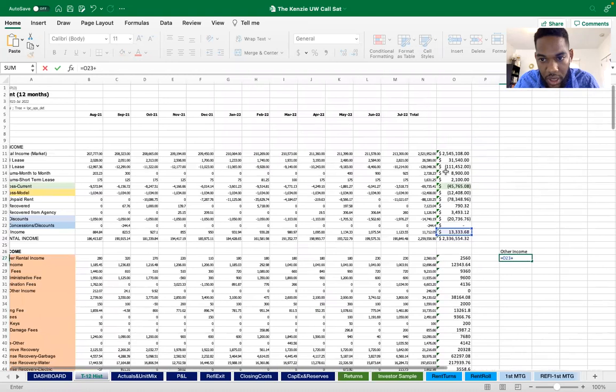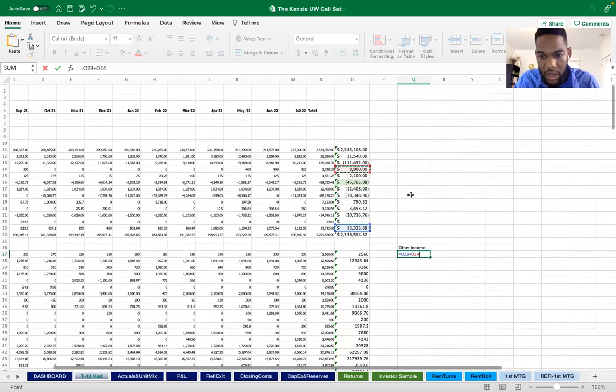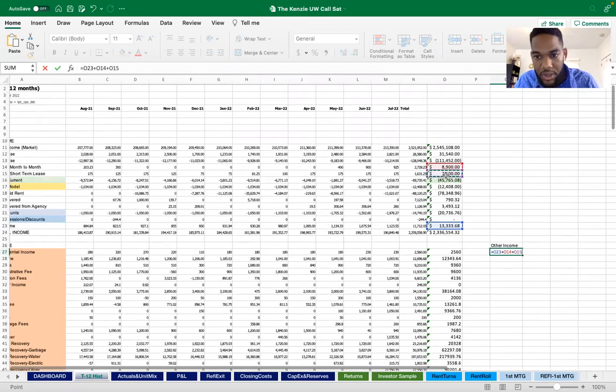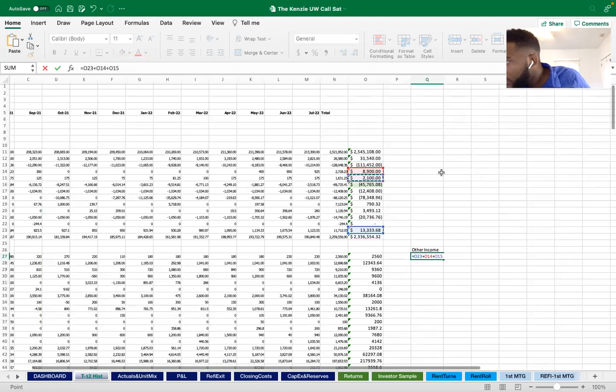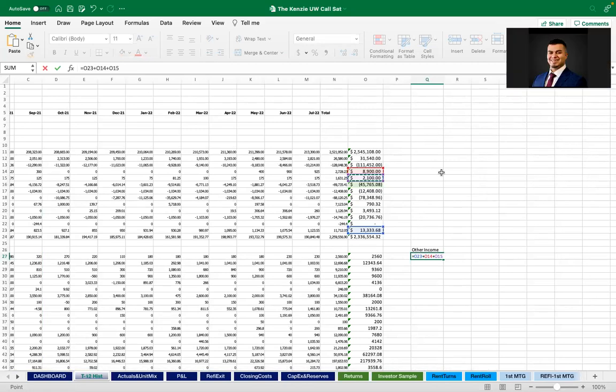So that would be 8,900, and we will do 2,100. Okay. What does that mean, rent premiums?